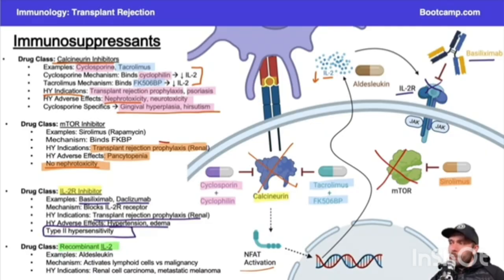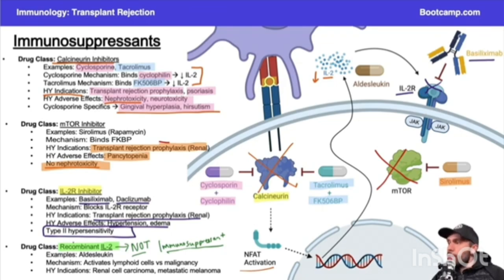And I don't want to confuse you. Recombinant interleukin-2 is actually not an immunosuppressant. Okay, so it's not an immunosuppressant. So you might be saying, well, Dr. R, why would you include it on this slide if it's not an immunosuppressant? The reason I include it here is because it's just a really good place to see this whole mechanism and see where this drug acts.